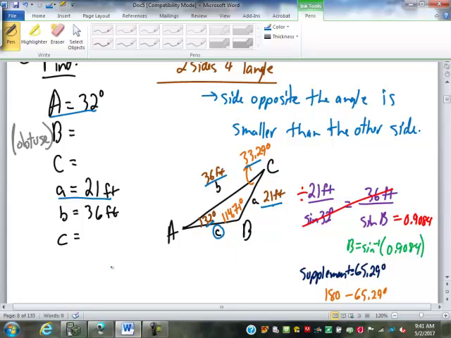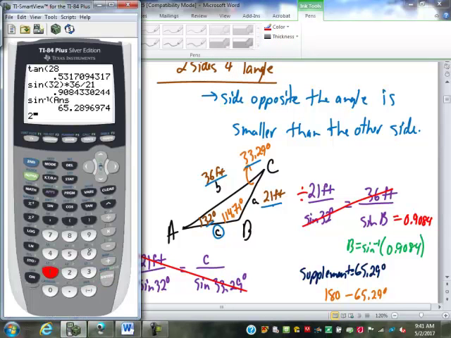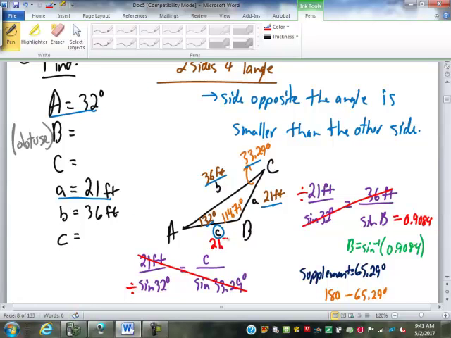So let's start out again. We've got 21 feet over the sine of 32 degrees equals, over here we don't know, we're looking for side C, over the sine of 33.29 degrees. So again, we are going to cross multiply and divide. So 21 times the sine of 33.29, make sure you close that parentheses, divided by the sine of 32, 21.75. And that makes sense. It is just slightly larger than the 21.